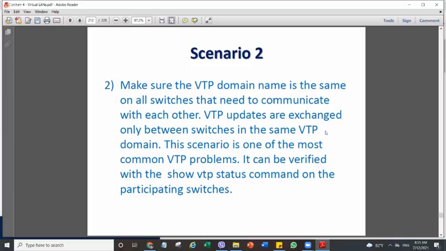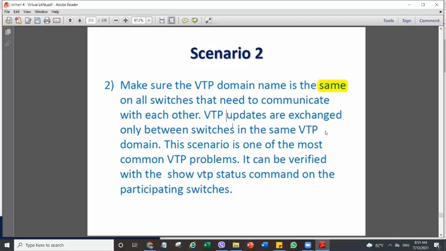So make sure the VTP domain name is the same on all devices. I hope you can remember the domain name we configured in the VTP lab. The domain name should be the same to share the VLAN information, even in the case of not sharing. That means VTP transparent also belongs to the same domain if the name is correctly mentioned.